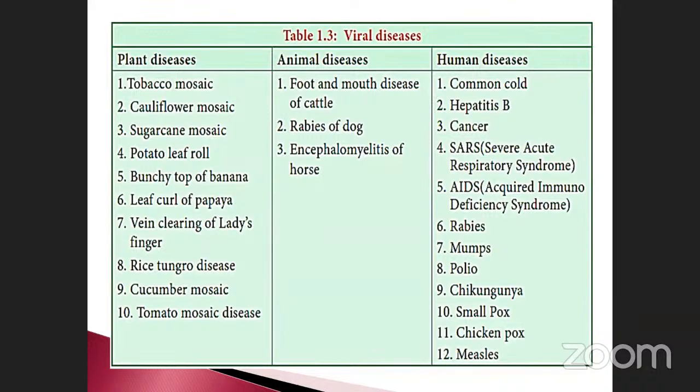Okay, rabies, here also rabies is there. Just think about that. Mumps, polio, chikungunya, smallpox, chickenpox, measles. These 12 have been reported here, and the remaining ones also induce diseases. As a result, what happened?